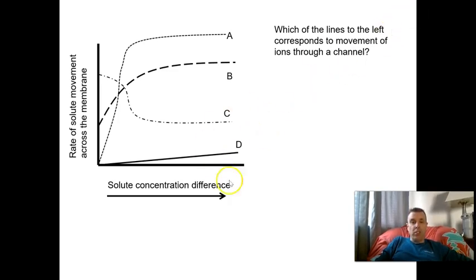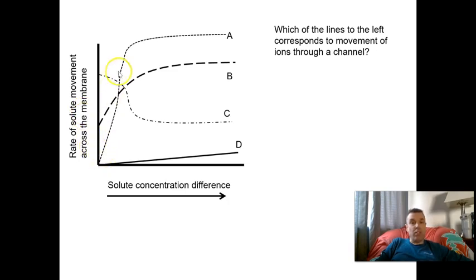All right, now that you've answered the first time, let's talk a little bit more about what we're looking at here. So here we have the x-axis, which is our independent variable. That's the solute concentration difference, in other words, the difference between the amount of solute that you would have on each side of the membrane. And on the y-axis, we have the rate of solute movement across the membrane. So how fast is that solute going to move across the membrane?